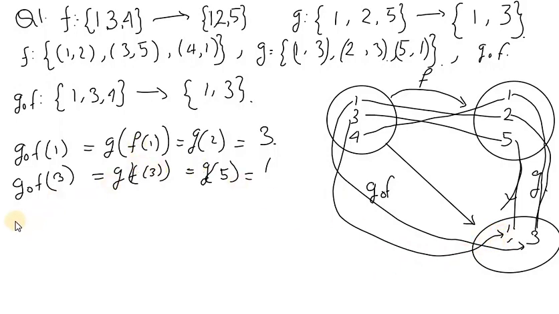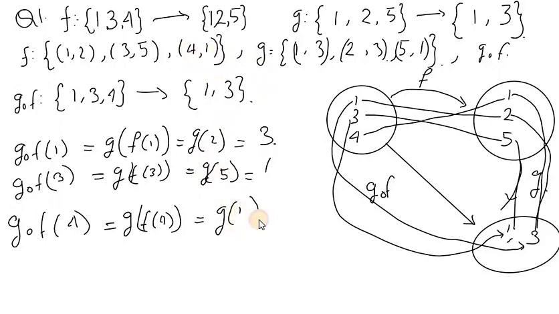Next, we have to find g of f of 4. So this will be g of f of 4. And what is f of 4? F of 4 is 1. This will be g of 1. G of 1 is 3. So 4 is going to 3. So this is the answer. So basically we have done question number 1.